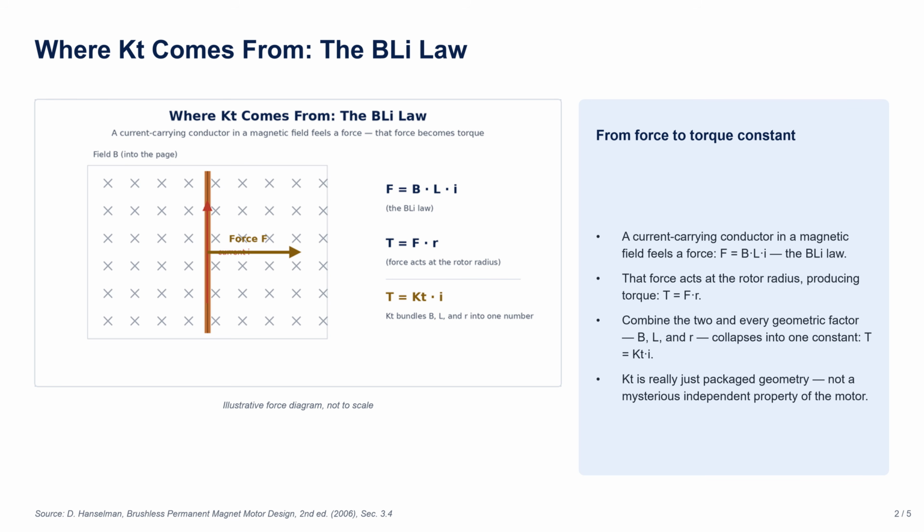Now combine those two equations. Every geometric factor, the flux density B, the conductor length L, and the radius R, collapses into a single number multiplying the current. That number is kT. So, when you see kT on a data sheet, you're not looking at some mysterious independent property of the motor. You're looking at packaged geometry, the magnet strength, the stack length, and the rotor radius, bundled into one convenient constant.